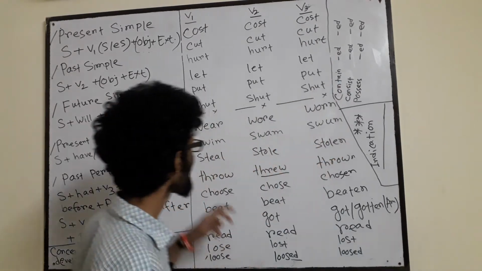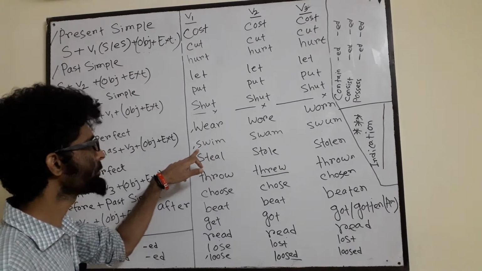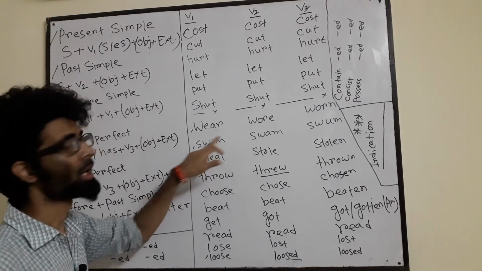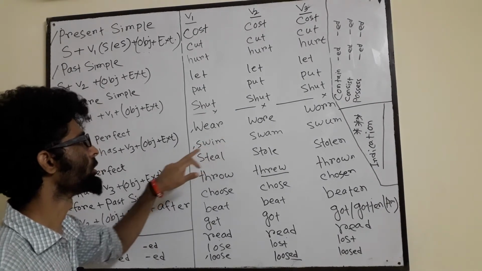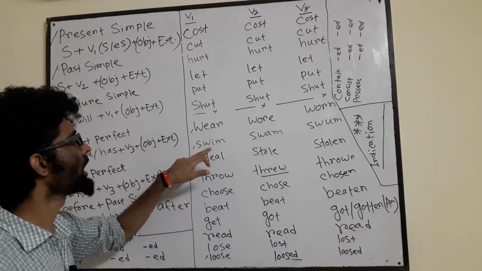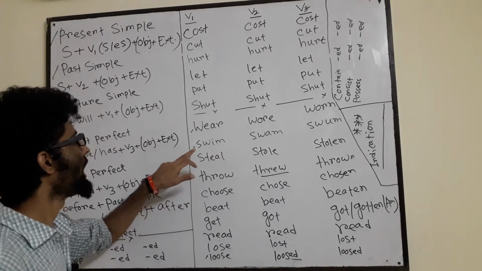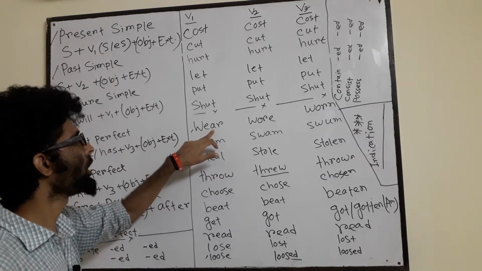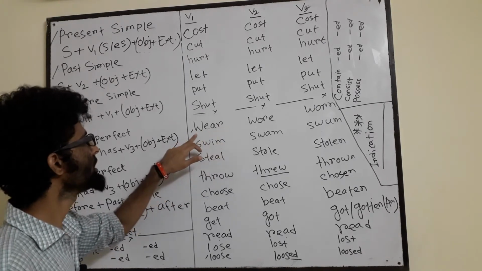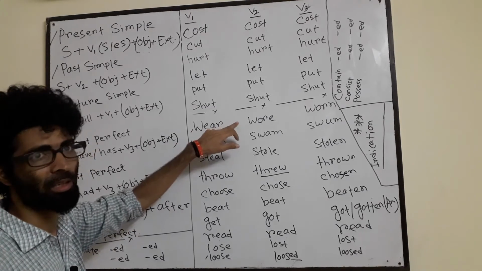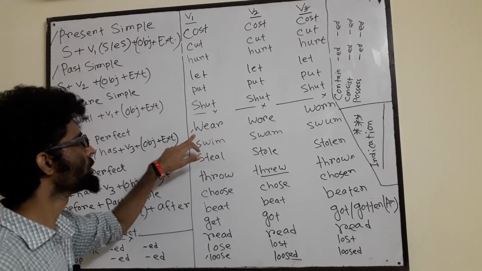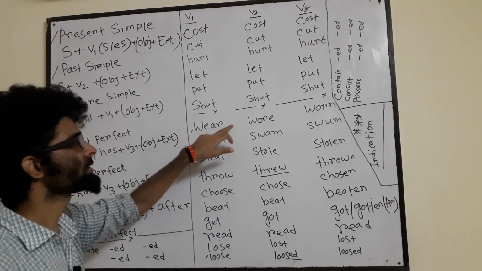Suppose, I often swim in the pond. I usually swim in the park. Okay, then I usually wear a t-shirt. I often wear a t-shirt. Okay, I don't usually wear a t-shirt.